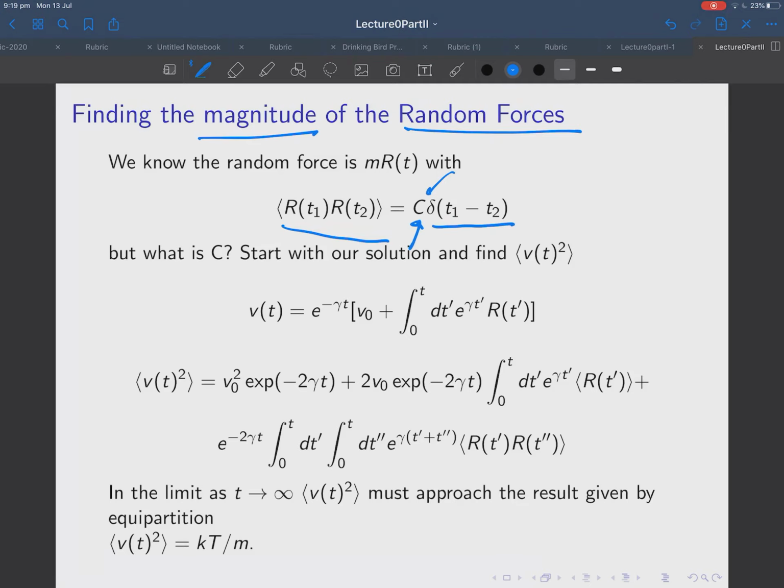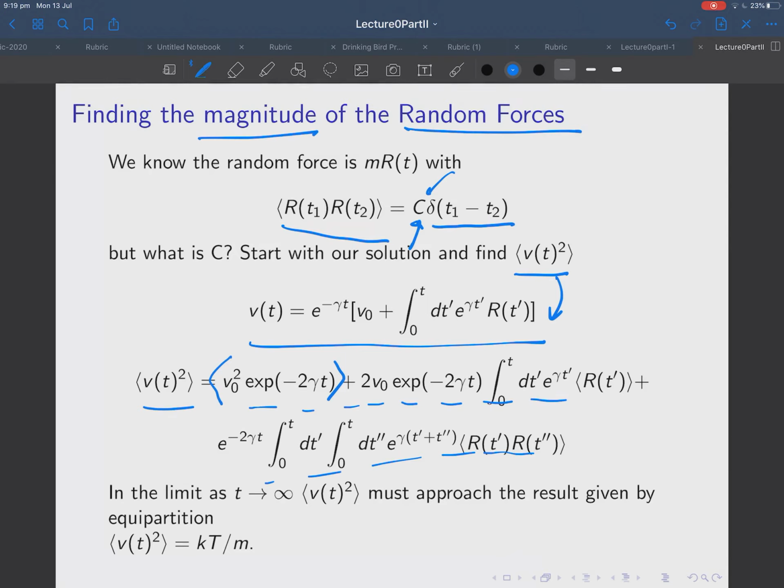So let's start with our solution and find the average value of v squared of t. If we start with our solution and square it, and then average, so let's square it first, I should have averaged this here, then we get something that looks like this. We get this squared looks like this.